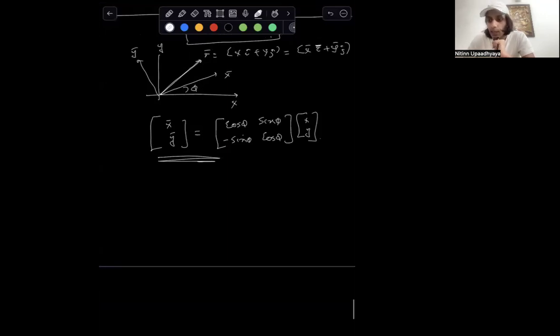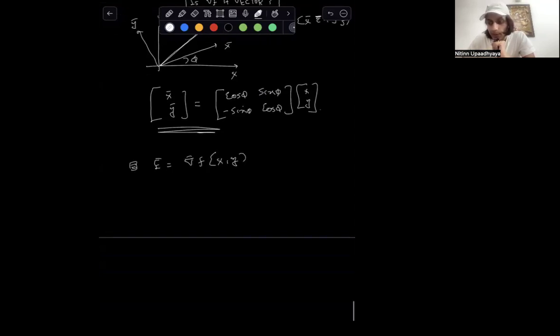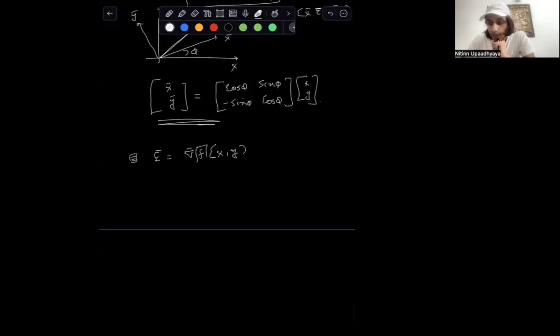Now, one of the things we need to keep in mind is that when we are talking about the gradient function, let me just call that a new vector, let's say E, which is the gradient of a scalar function, and let's restrict ourselves to 2 dimensions. So let's say f is a function of 2 variables, x and y. Now note that f is a scalar function. By definition, a scalar field is something whose value does not depend upon the choice of the underlying coordinate system.